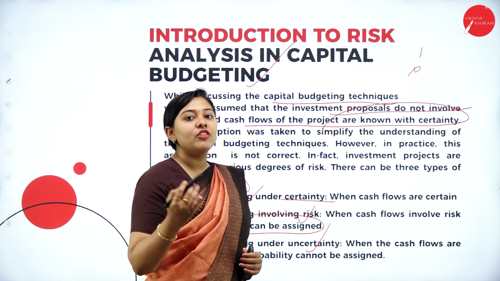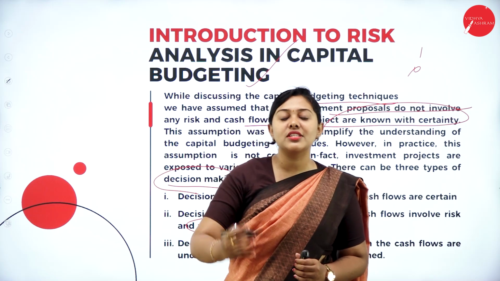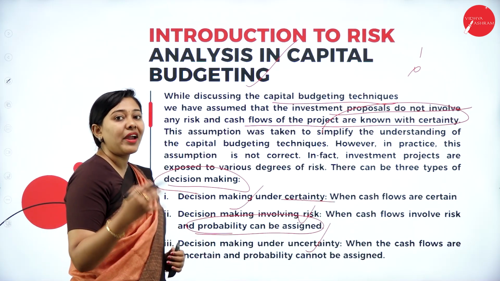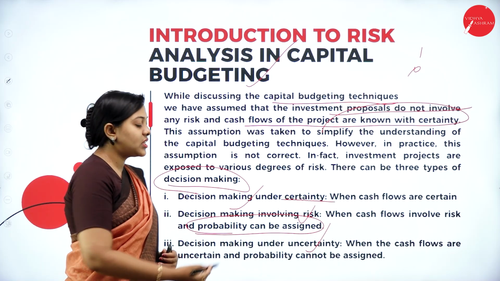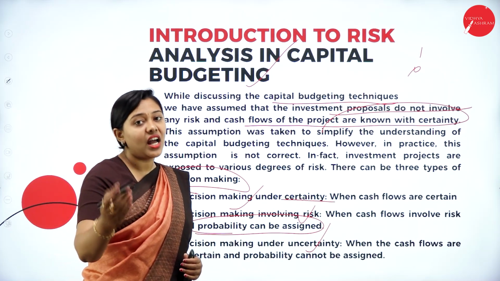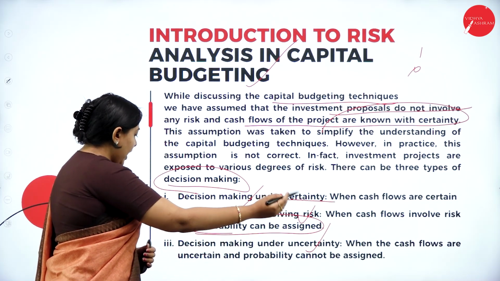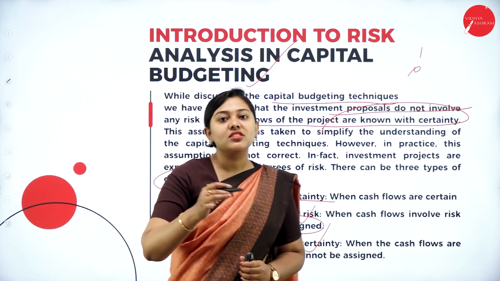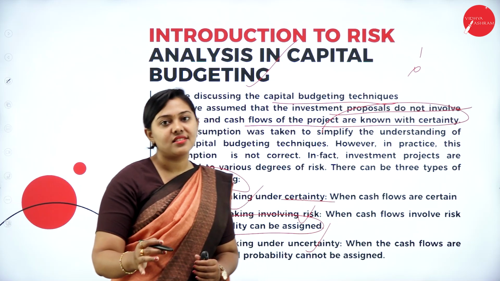So the firm will face three situations. First is decision making under certainty, second is decision making with respect to the risk associated with it, and third is decision making under uncertainty. When the cash flows are uncertain, probability cannot be assigned. Such a situation is called uncertainty.